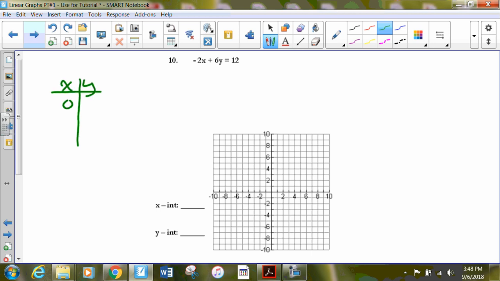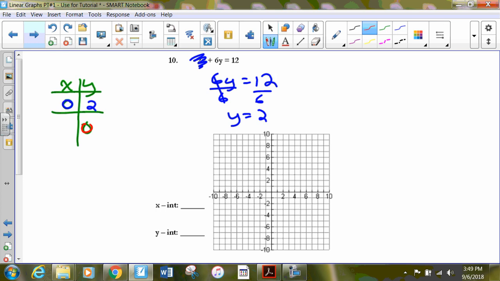We're going to use the cover-up method, but we're going to use a table to help us keep track of our work. If x is equal to 0, negative 2 times 0 is 0. That's gone. And I have 6y equals 12 left. Divide both sides by 6, and I get that y is equal to 2.